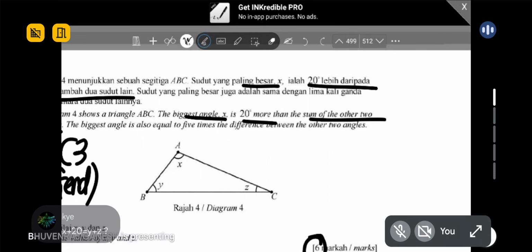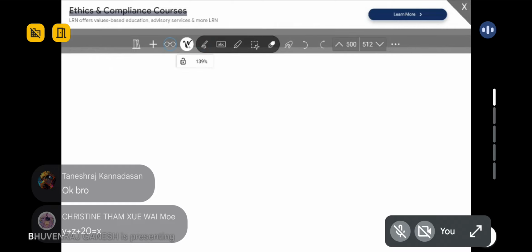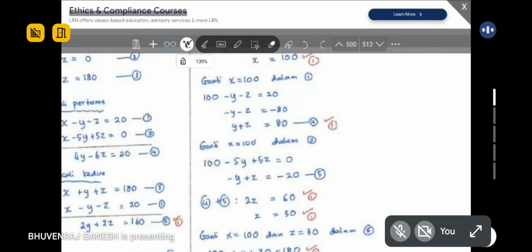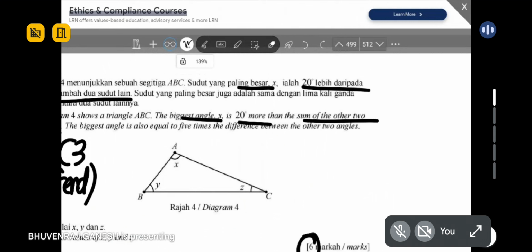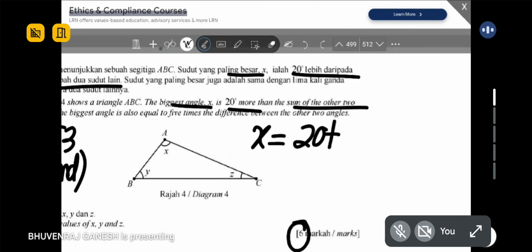So this one, the biggest angle x, they say is 20 more. 20 lebih. Your answer must be something like that. Okay, you must understand, guys. They say x is 20 more. So it means that x is equal to 20 plus the sum of the other 2 angles. Sum means plus, right? Hasil tambah. So plus. The other 2 angles are y and z. So that's why this is your first equation. Understand? So be careful with the language in this chapter. Bahasa, baca betul-betul.